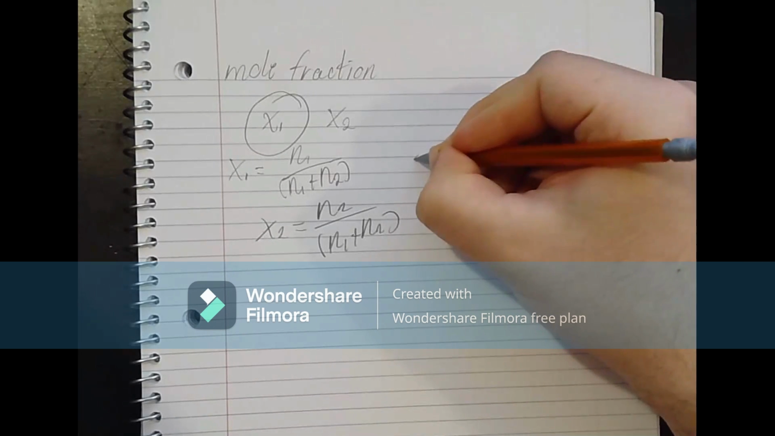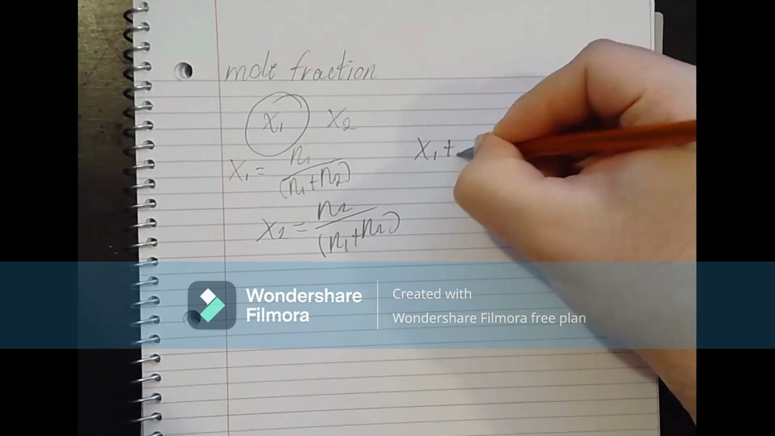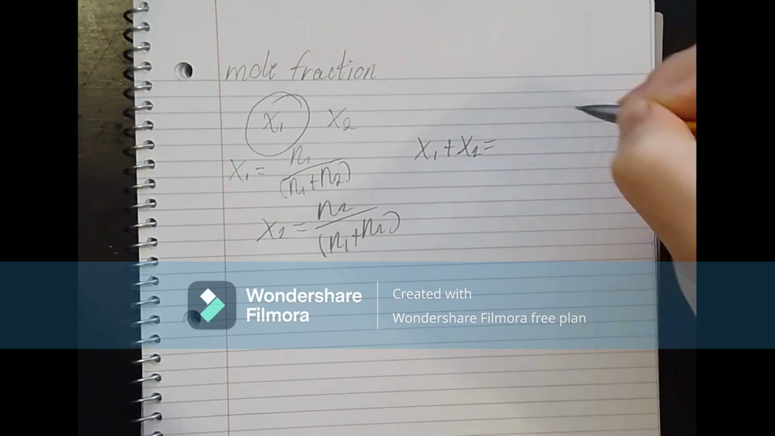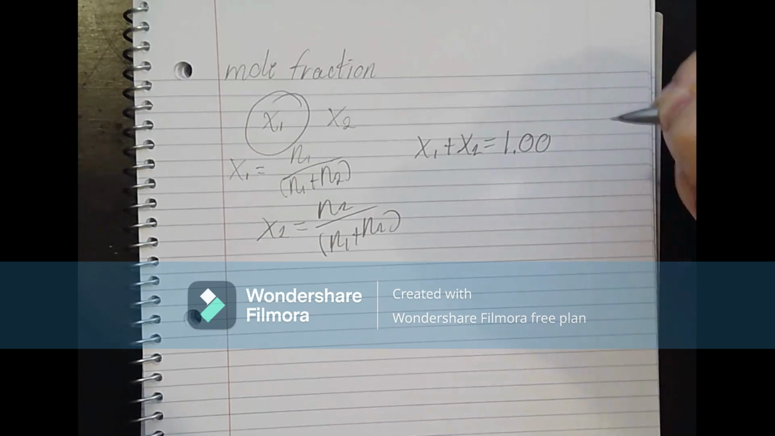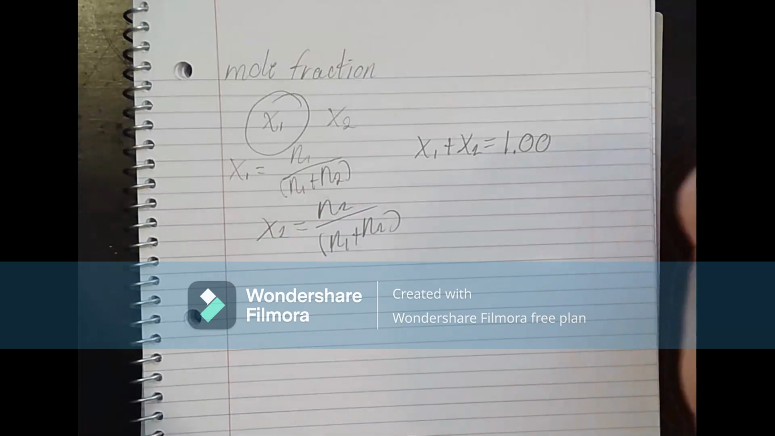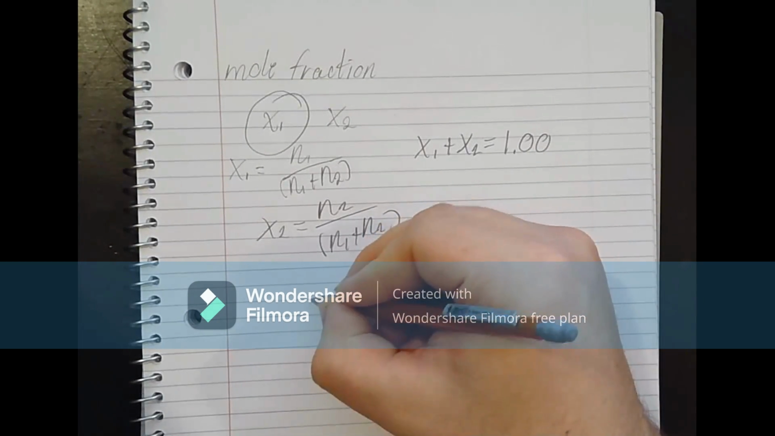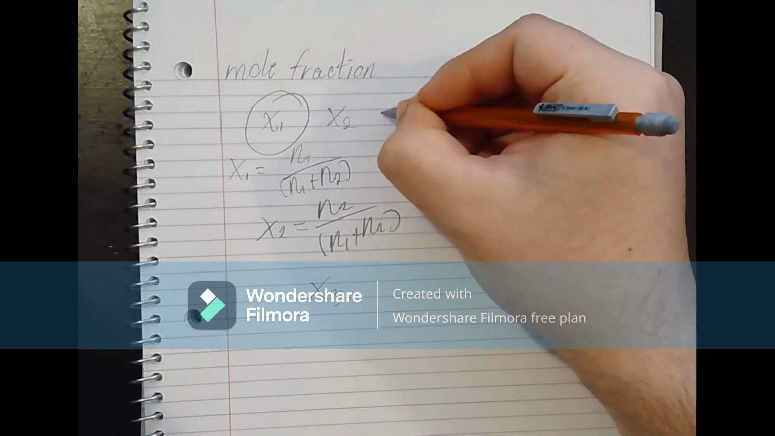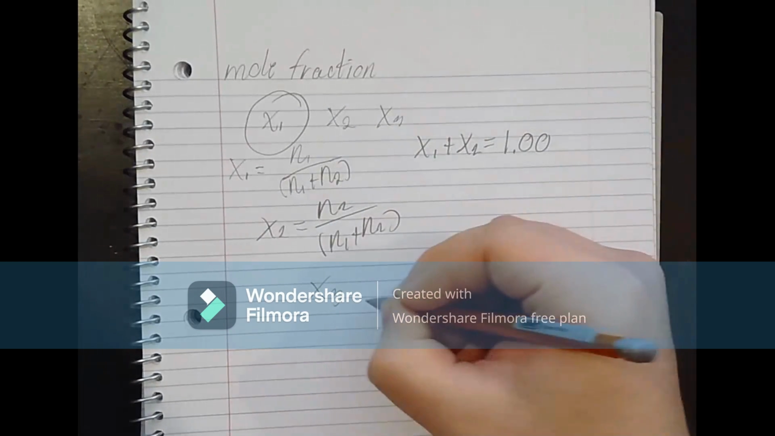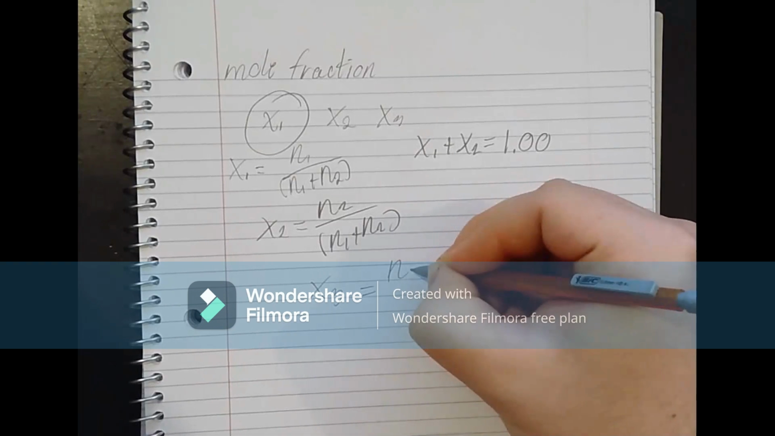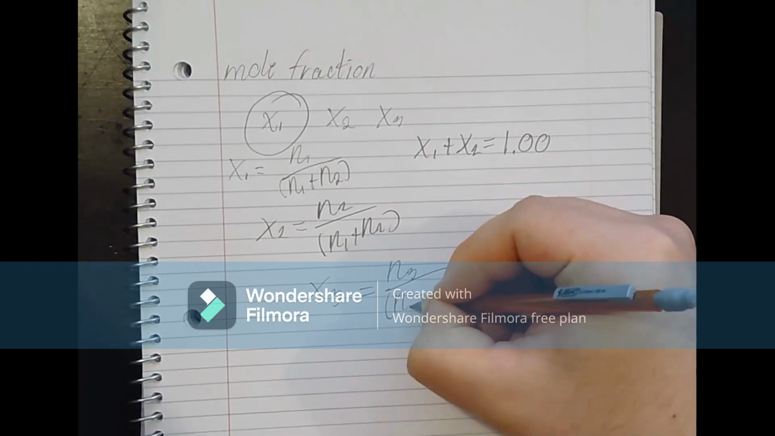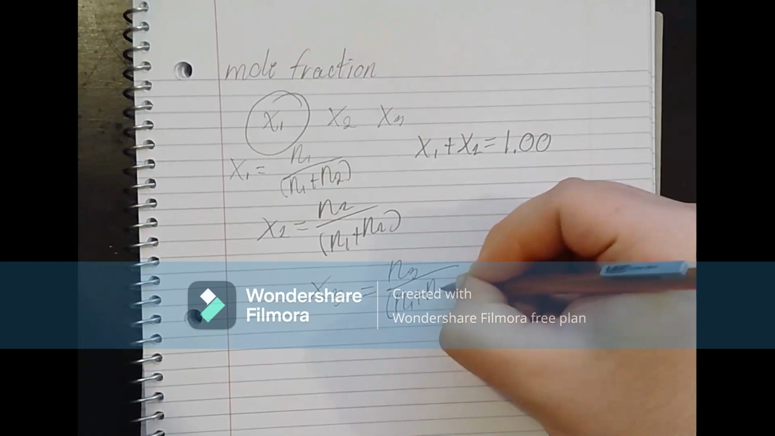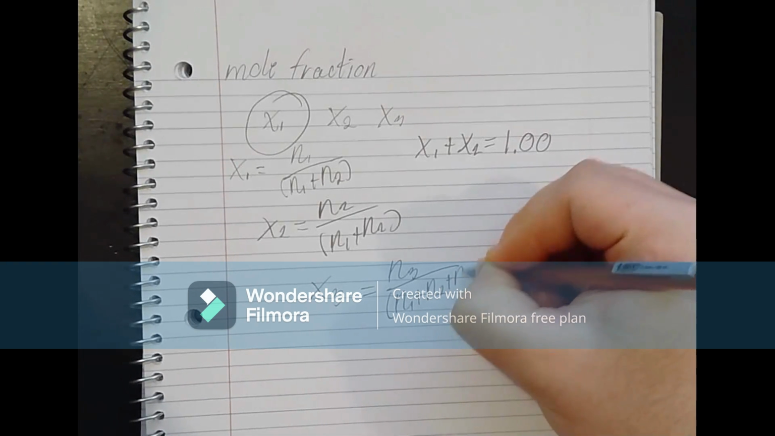Now, X1 and X2 will always combine to reach 1 exactly, making it a fraction. This can be easily implemented even in a tertiary system. So we throw an X3 into the equation, meaning that we're just looking at the moles of the third substance divided by N1, N2, and N3.